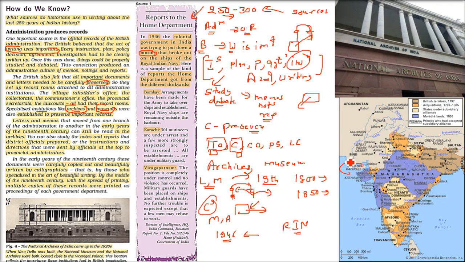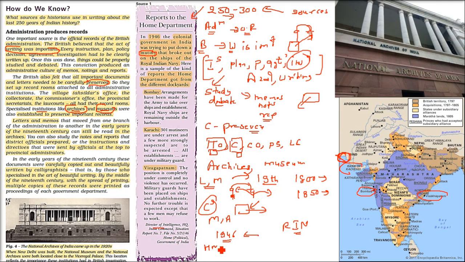Now these places, as I show you, at that time Karachi was in the subcontinent only. Pakistan was not there. So Karachi was there, and Bombay and Vizag, Visakhapatnam, they were important ports where ships would come and stay for loading and unloading, for refueling.